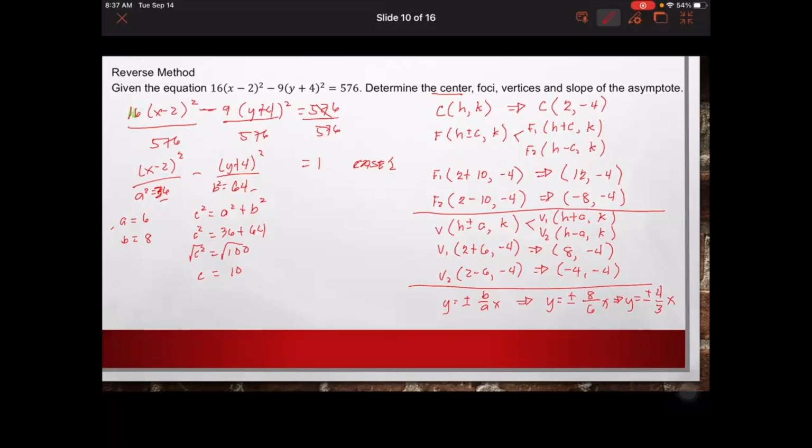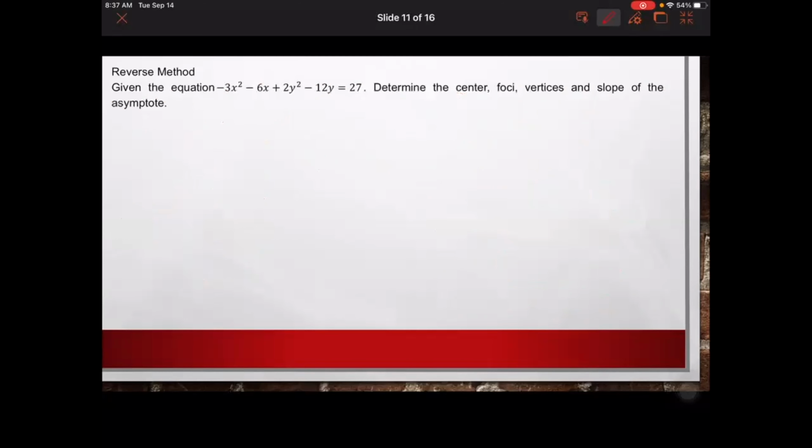Okay. Question? Can we go now with the next example? Okay, so let's go now with the next example.